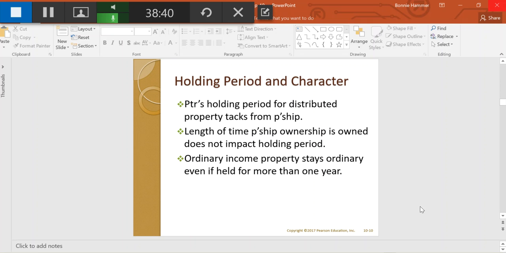Now, what do you do about holding period and character of the property? So what is holding period? Holding period is how long someone has held a piece of property. And we care about holding period because depending upon how long you've held property, when you dispose of that property, let's say the property is a capital gain asset, then if you held it for more than 1 year, you'll have a long-term capital gain or loss. But if you held it for less than 1 year, you'll have a short-term gain or loss. So that's just one example of where holding period matters.